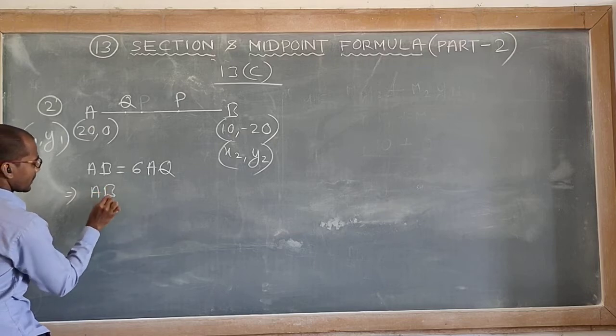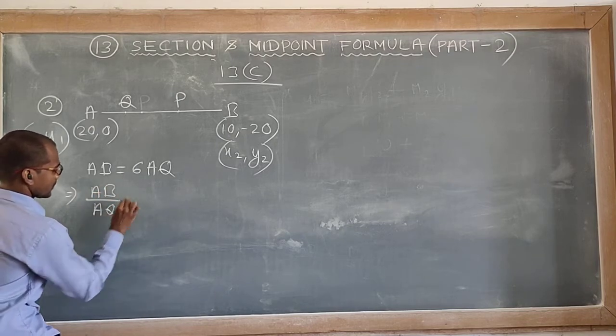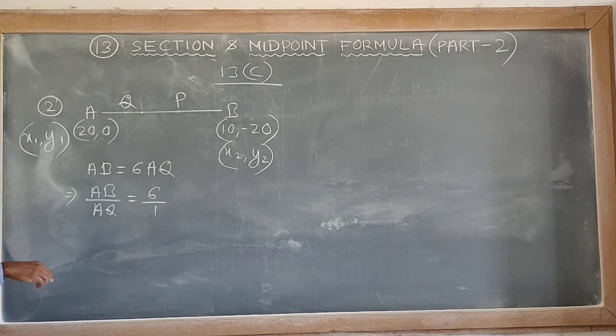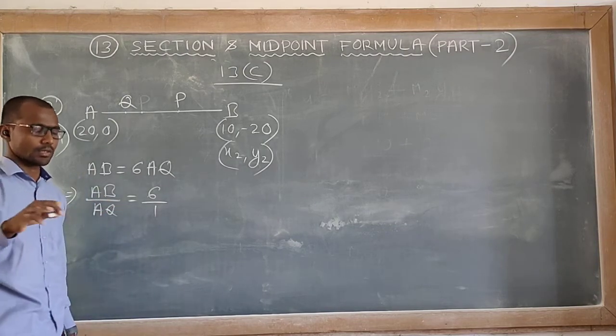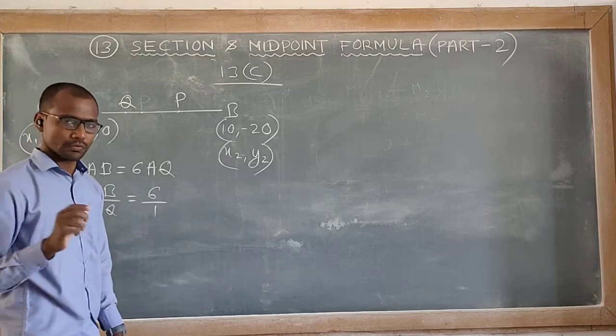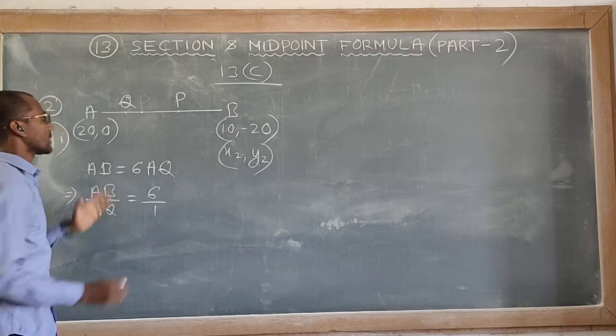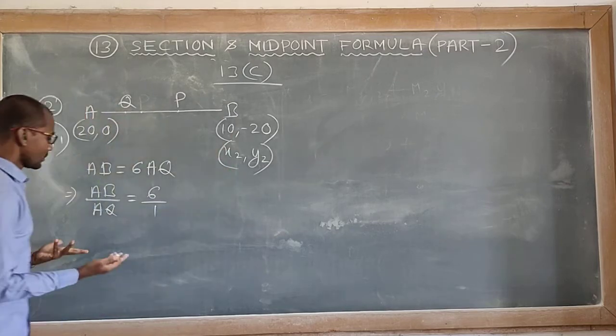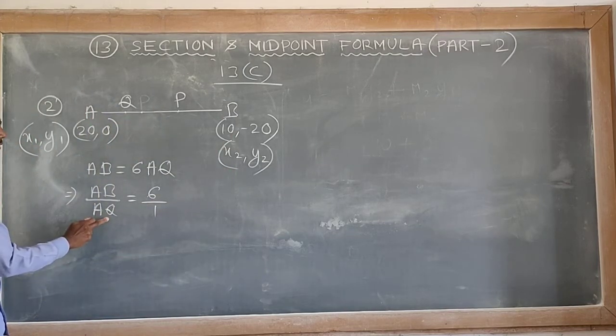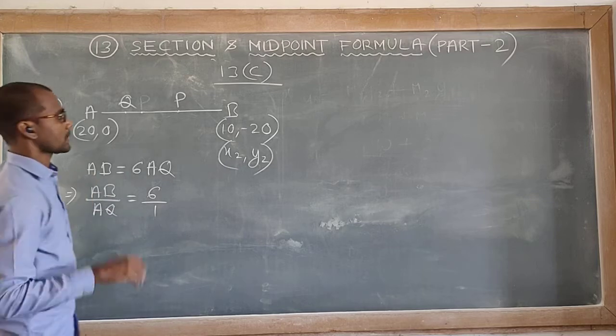So AB by AQ is equal to 6 by 1. But this is not our target, meaning this is not the ratio which we can use. We need AQ by BQ, which is not given. Only AQ is given, BQ is not given. So first we have to find that.